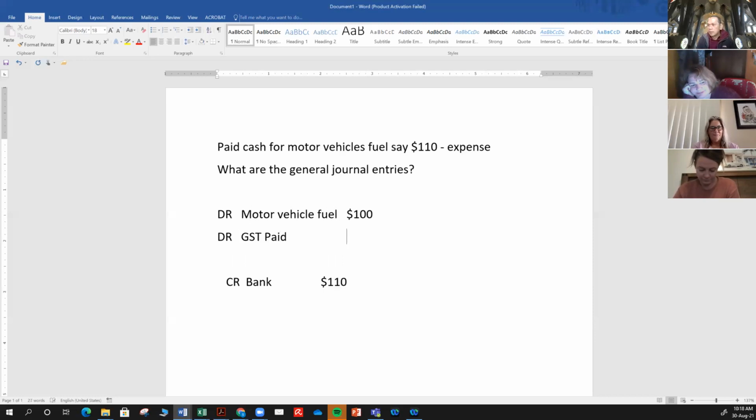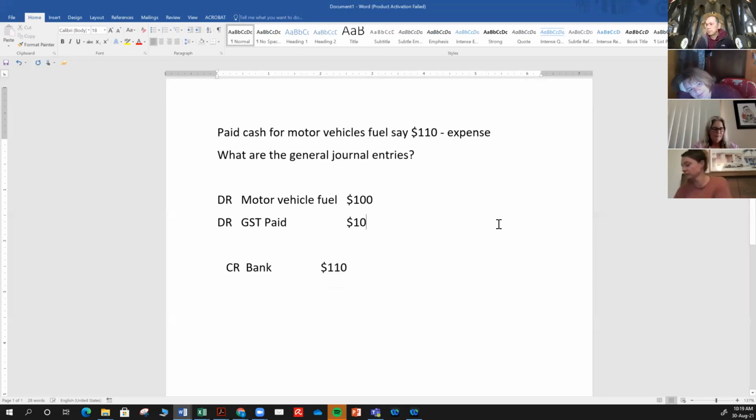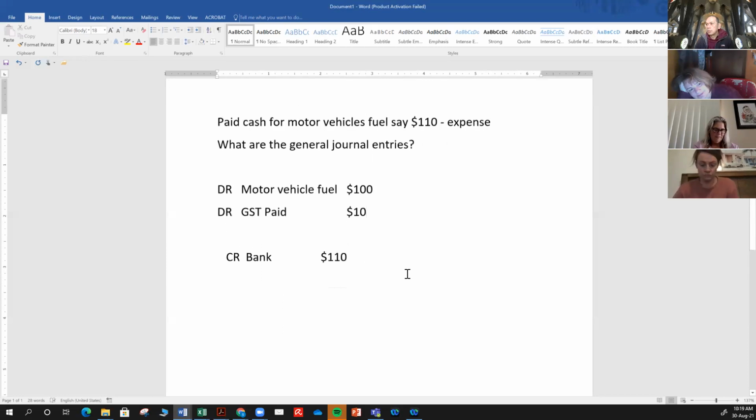$10. Right, Karen Jones? Are we very clear now? Okay. My next question: if it didn't have GST, it'd just be motor vehicle fuel, the whole amount of 110? No, GST will always be there. But say for argument's sake it was something that didn't attract GST, like fresh fruit. Then there will be no GST paid.